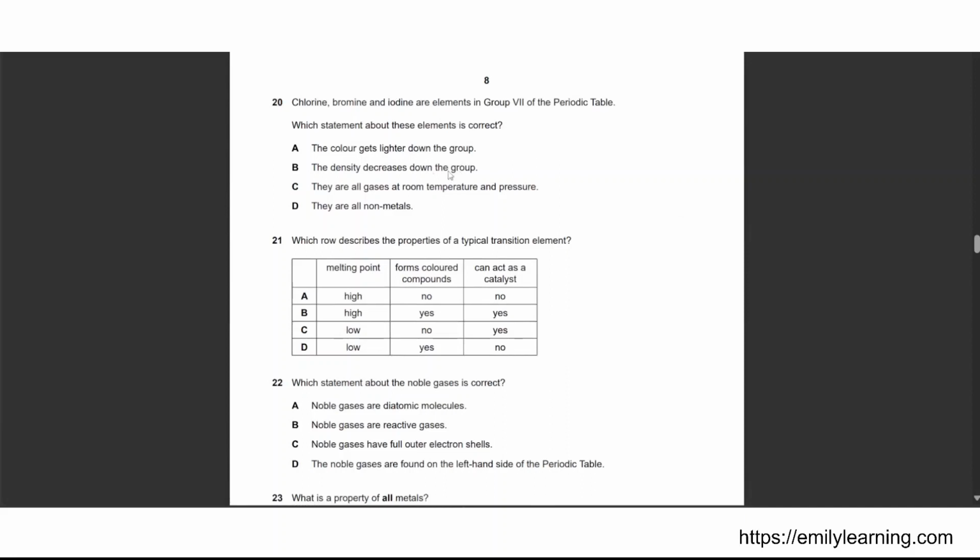Next, let's look at group 7. Chlorine, bromine, and iodine are elements in group 7 of the periodic table. Which one about these elements is correct? So the color gets lighter down the group. No. The color intensity increases down the group.